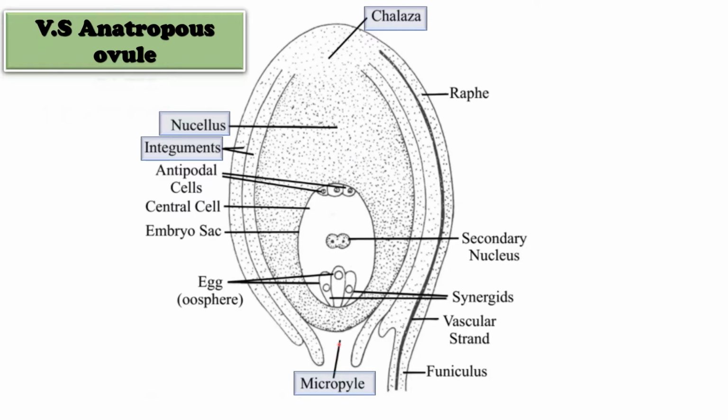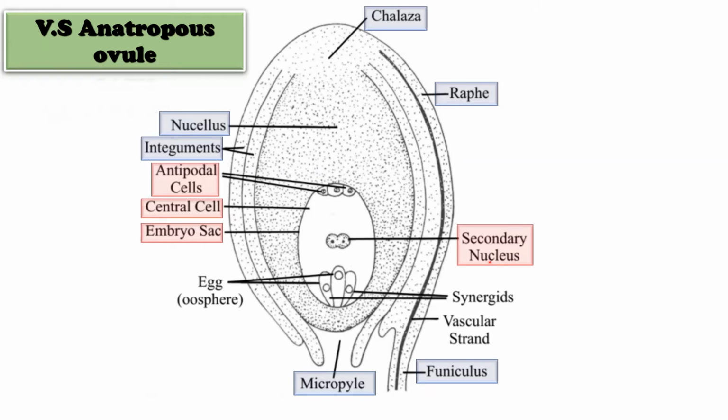The stalk of the ovule is called the funicle, whereas the funicle attaches to the ovule at a point called the raphe. The nucellus shows a central cell, which is nothing but the embryo sac. It shows three cells towards the chalaza. They are called antipodals. The two nuclei in the center are called secondary nuclei.